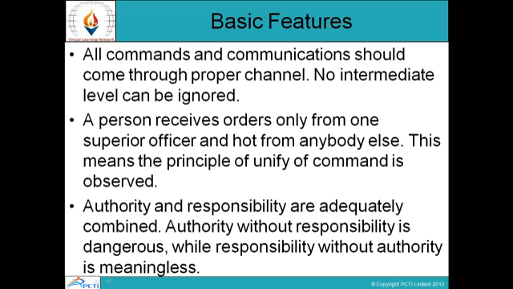This means the principle of unity of command is observed. A person must receive an order from their immediate boss. It is one of the rules of the hierarchy that it must be passed on by the immediate boss to their subordinate. Another basic feature is that authority and responsibility are adequately combined. Authority without responsibility is dangerous, whereas responsibility without authority is meaningless. That is the same when we talk about the hierarchy as in a command, as in a flow or path of command, path of communication.